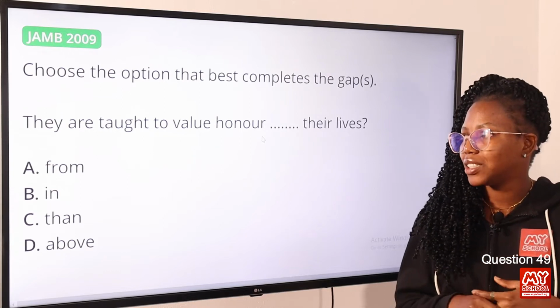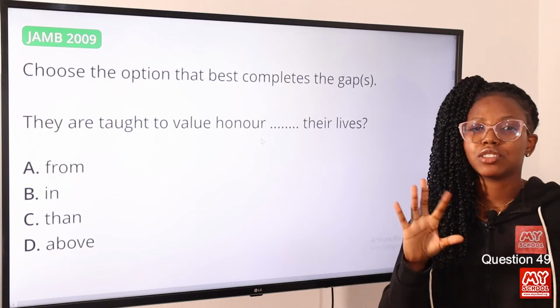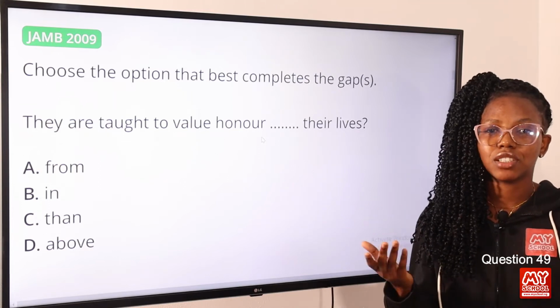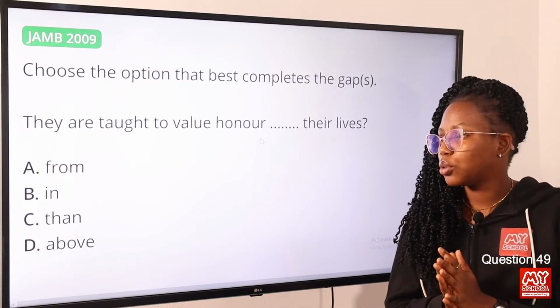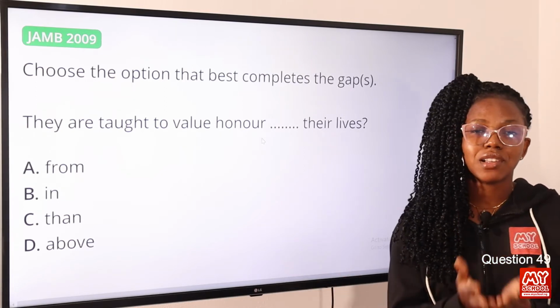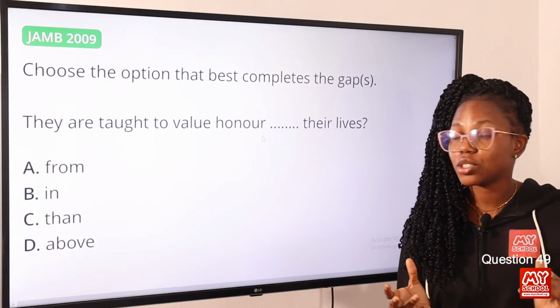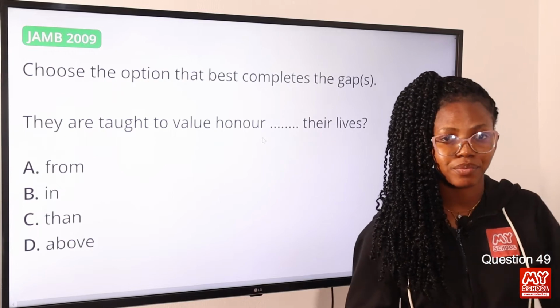But when we look at C, we are saying honor is very much more important than life, which is quite confusing. The statement is contradicting. Okay, so we need life to value honor itself. When we look at it, it looks logical, but it's not the appropriate answer in this context. So we'll stick to option D, above.